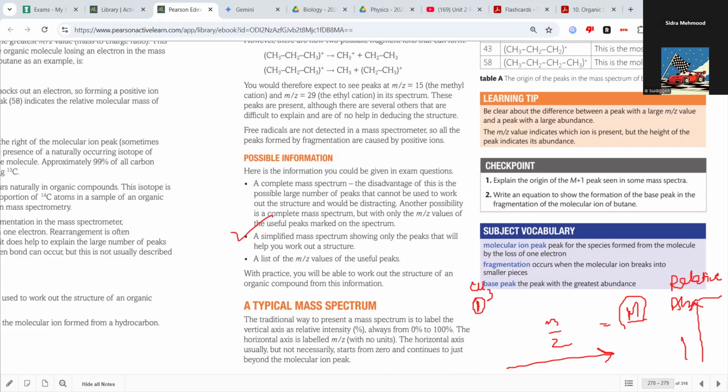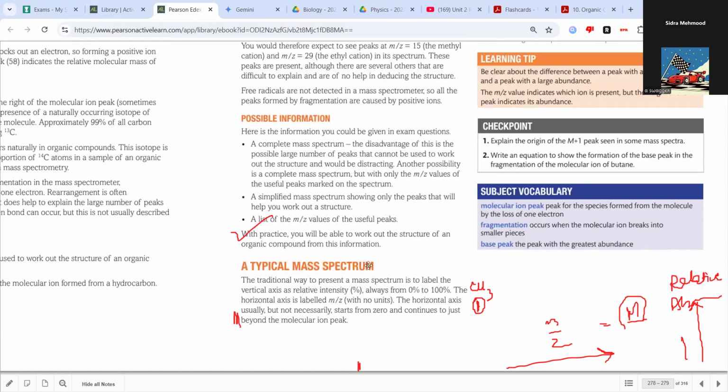Next, you have to read this one as well. The traditional way to present a mass spectrum is to label the vertical axis as the relative intensity and the horizontal axis as the mass to charge ratio, m/z, with no units. The horizontal axis usually, but not necessarily, starts from zero. It continues to just beyond the molecular ion peak.